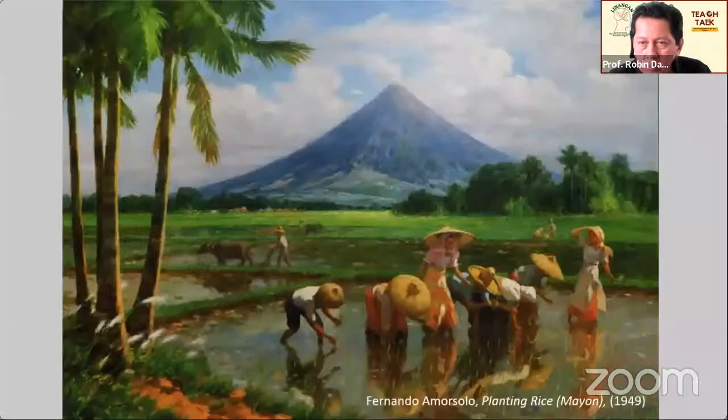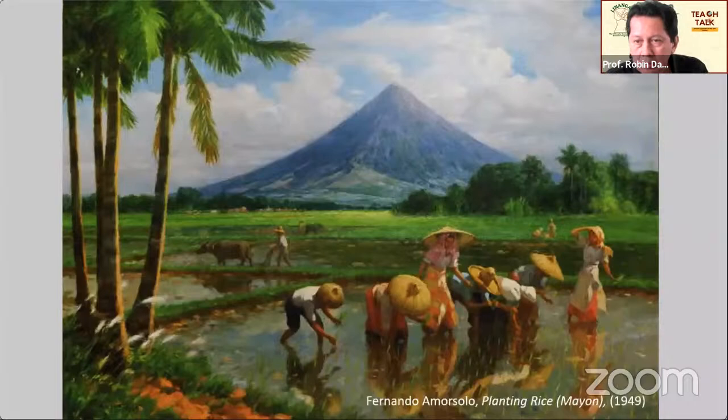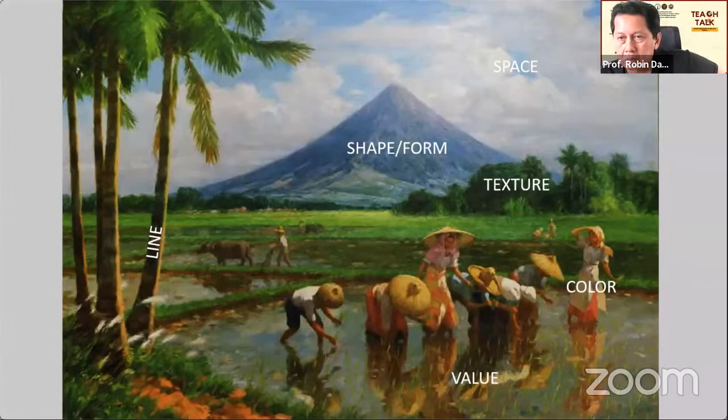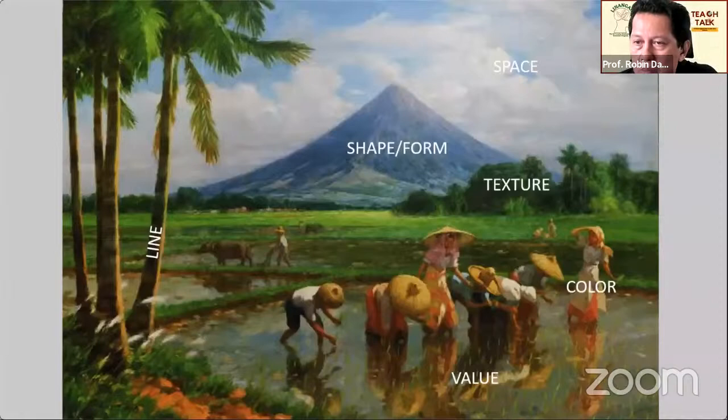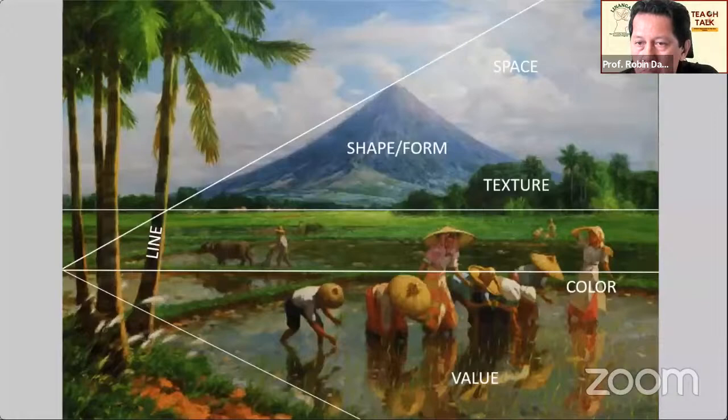Some works, like Amorsolo's Planting Rice with Mayon Volcano in the Distance, are almost instantly likable. This is in part due to the artist's masterful use of the language of art. Consciously or subconsciously, we perceive the pleasing arrangement of the elements of line, color, shape, as well as composition. This is art appreciation at its most unproblematic, and we can practice this in everyday life.